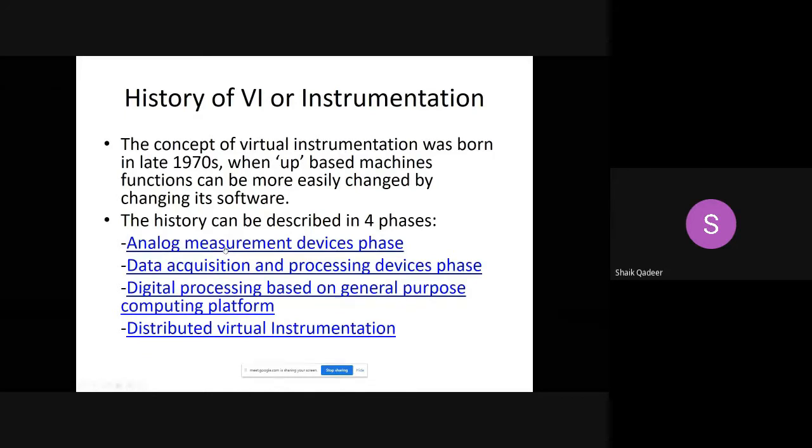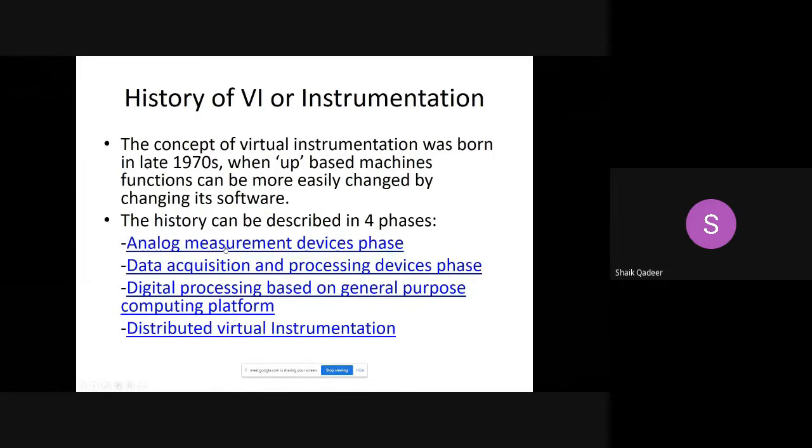The first one, analog measurement devices space. All these things I have taken from the reference book I shared with you yesterday. Okay, you can see things in detail. Analog measurement devices space. In this space, there were all physical instruments available with the help of which we can perform a measurement. Example is all the measurement experiments done in our transducer lab, right? So all these things belong to this space, analog measurement devices space.